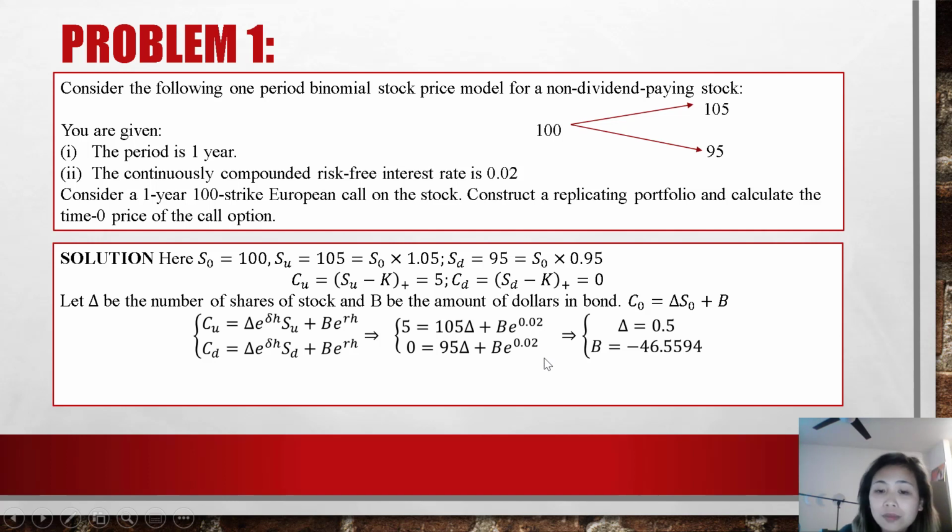Now we have a linear system of two variables. We want to solve for delta and B. This is a very easy system.